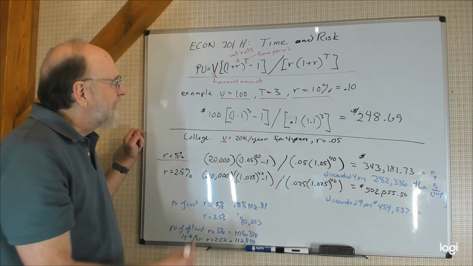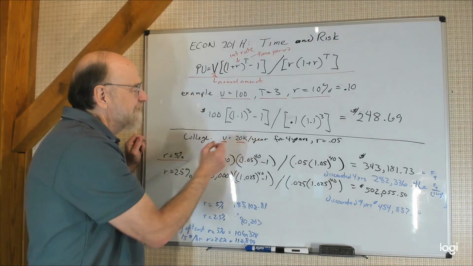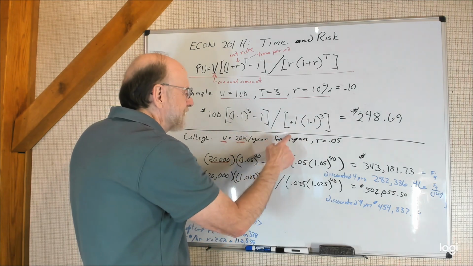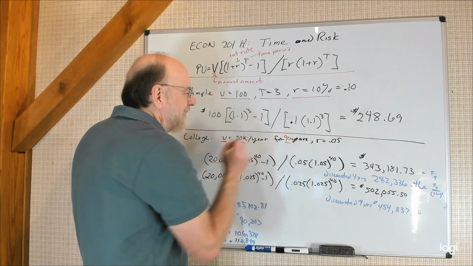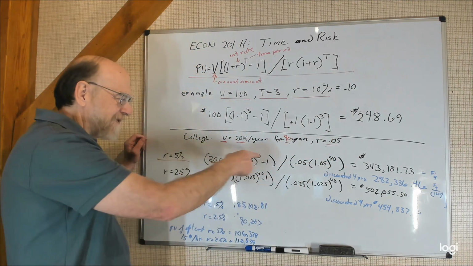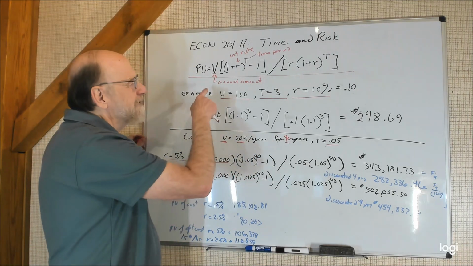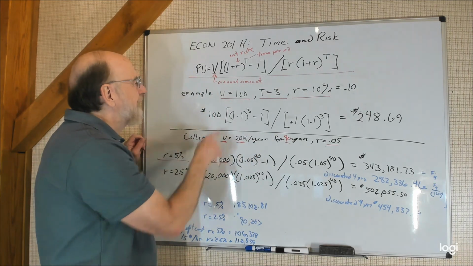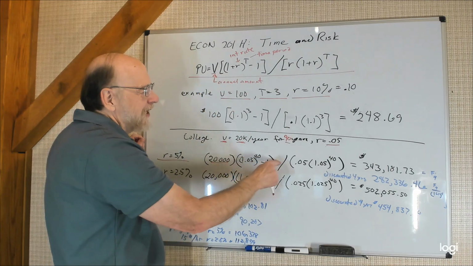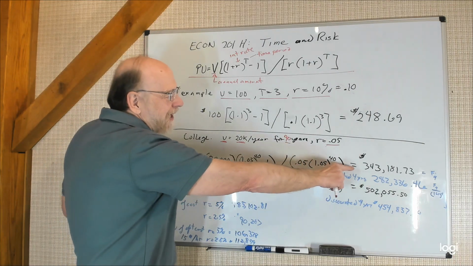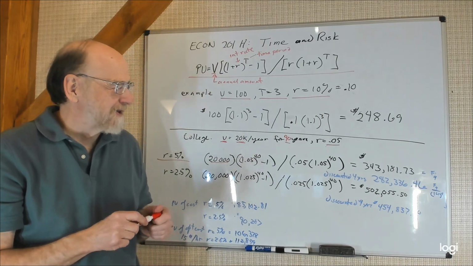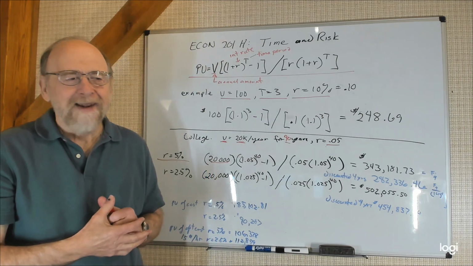Okay, so I'm just going to do substitutions. I've got the 20K for V. I've got 40 for my lifetime income, and the interest rate is 5%. Okay, that's the first line. So if I plug it directly into the formula, I put the 20,000 in for V, I put the 5% in for R, I put 40 in for the T, and I just plug all those numbers into the formula, and out the other end comes the number $343,181.73.